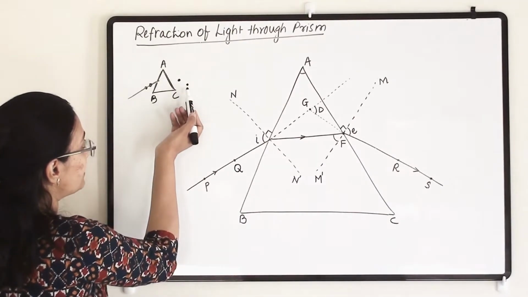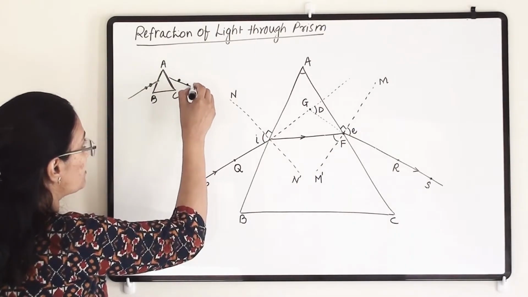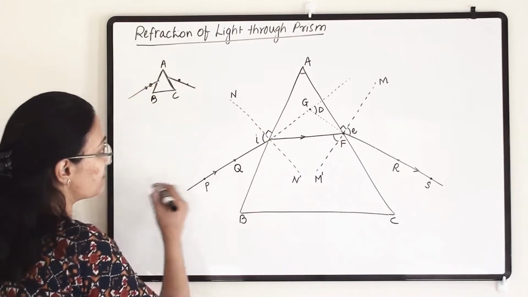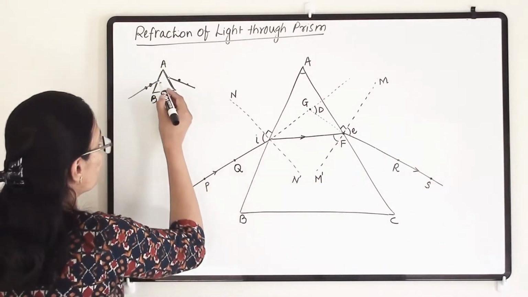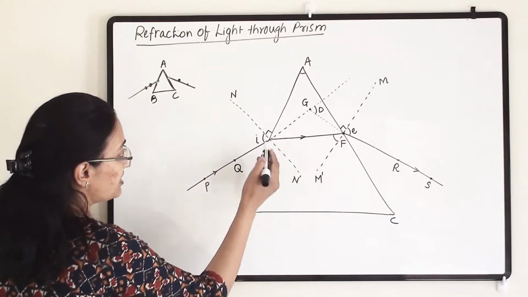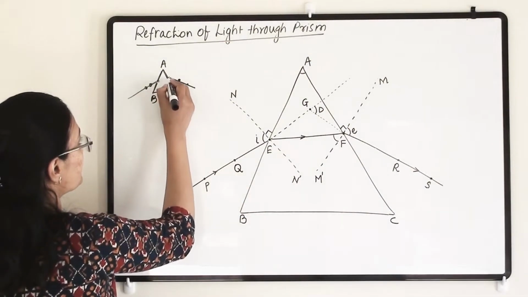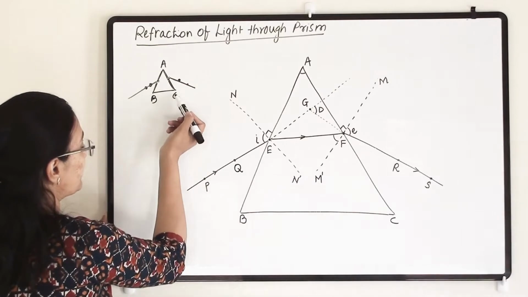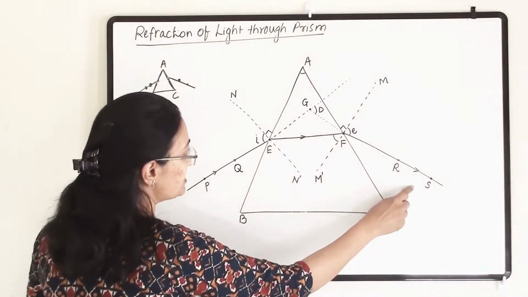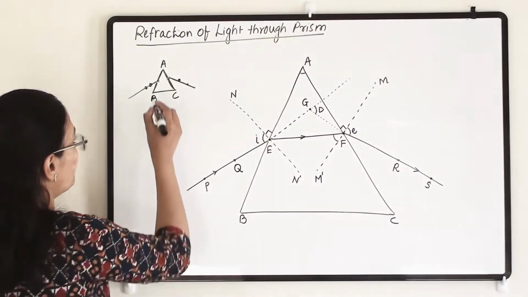Once you get the images, put the dots and then join them with one straight ray, and that ray will touch the AC surface at F. Here we mark one point, and here it is going to be E. Now these two rays touch the two surfaces, AB and AC, at two different points. For this ray that point is E, and for this ray that point is F.